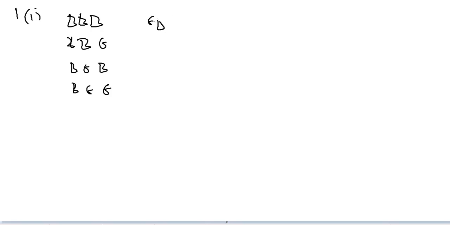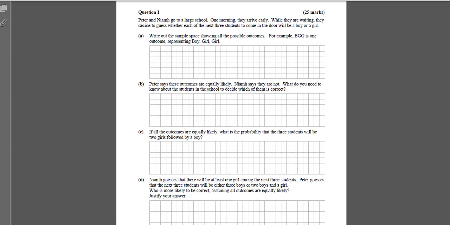Now we basically want these 4 except with the first one being a girl. So girl boy boy, girl boy girl, girl girl boy, girl girl girl. So that's 8, and we knew at the start that there's 2 possibilities for each, so there's 2, 4, 8. So that should be the entire list of possible outcomes. So that's our sample space. So checking the question again, write out the sample space showing all the possible outcomes, which is what we did.